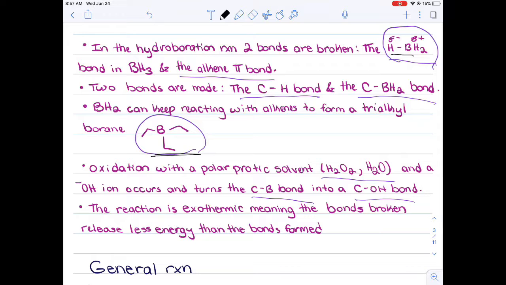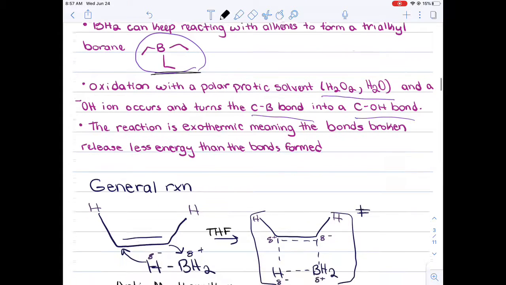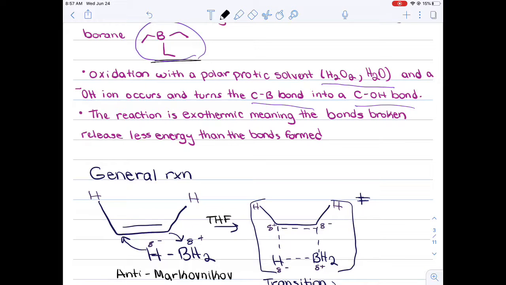Afterwards, oxidation will occur with a polar protic solvent, most commonly H2O2 and H2O, and an OH ion occurs and turns the carbon to boron bond into a carbon to OH bond. And for thermodynamic purposes, this reaction is exothermic, meaning that the bonds broken release less energy than the bonds formed.